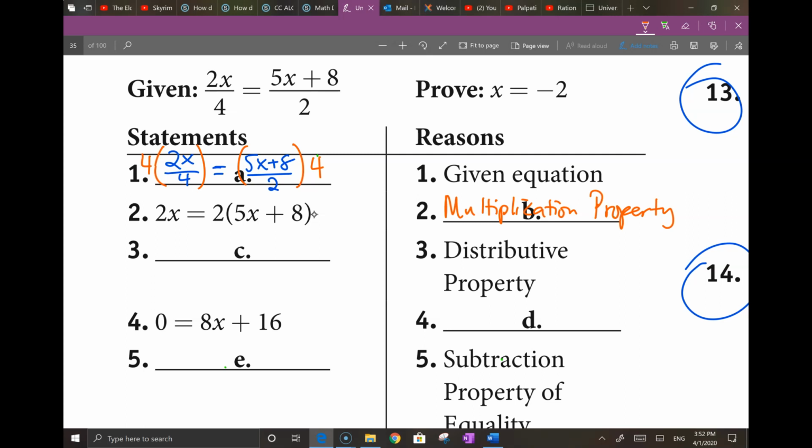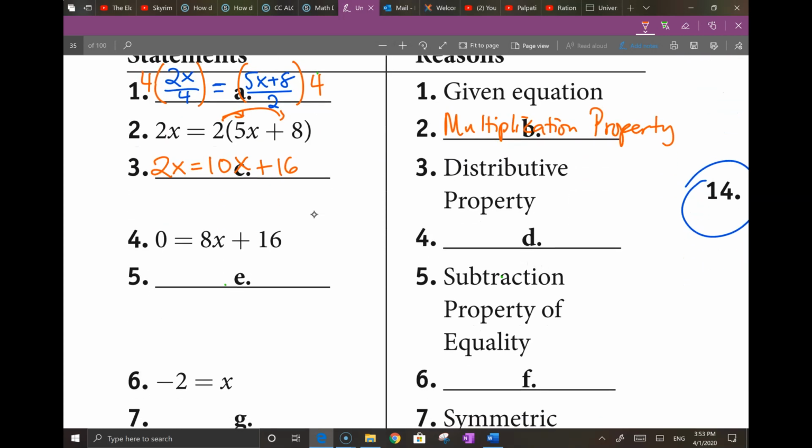Line 3. Line 3, our statement is blank, but the reason is given, the distributive property. So that should be a big clue. The only place we can distribute is right over here. So if we take the 2 and multiply it inside, what we would get is 2x on the left and then 10x plus 16 on the right, and that is the distributive property.